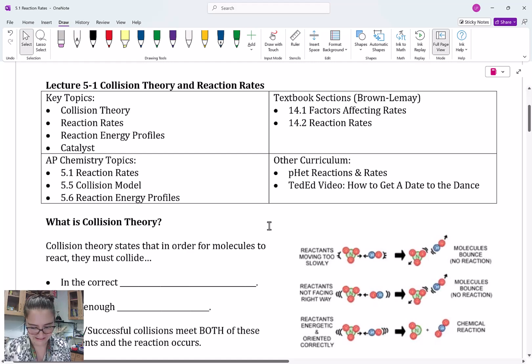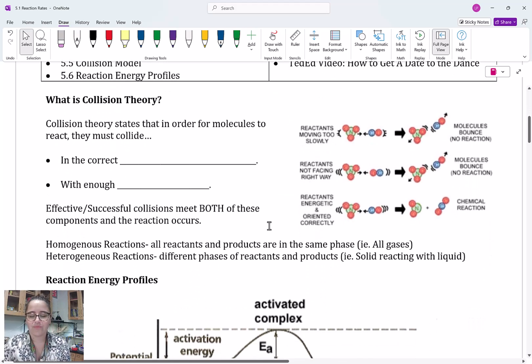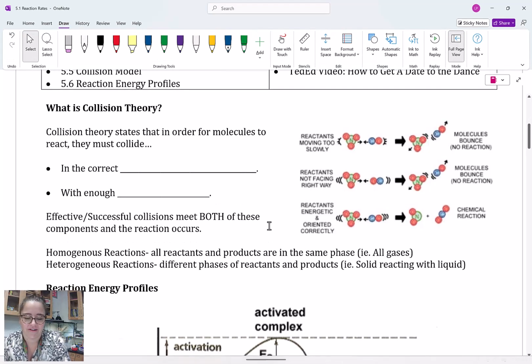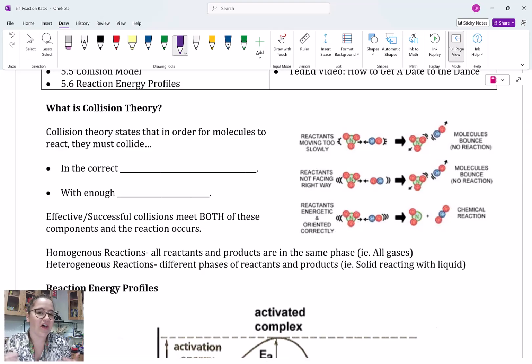So let's get into it. Now, how do molecules actually react? Well, they have to run into each other, okay? That's the basics of all chemical reactions, okay? They must collide. But it's not just enough for them to collide and hit each other. They have to collide in a specific orientation, okay? And with enough energy to cause those bonds to break and those new bonds to form.